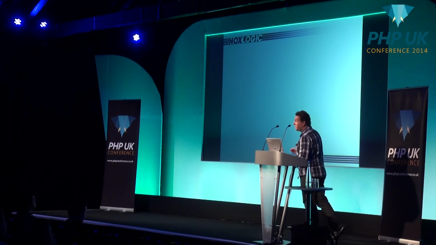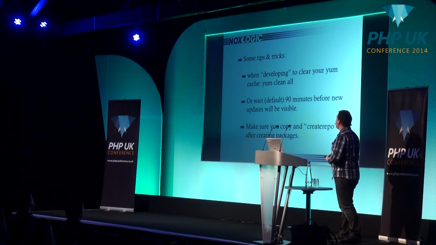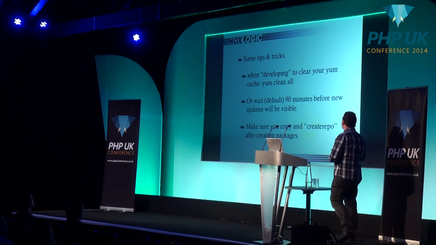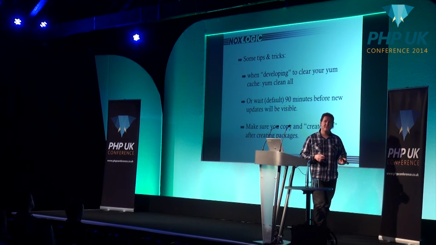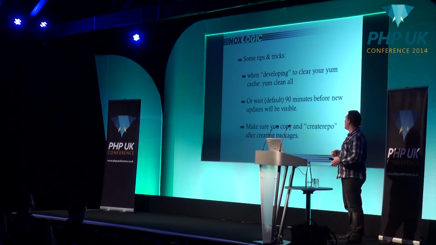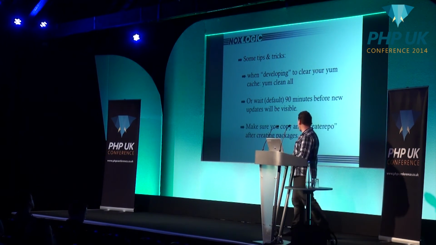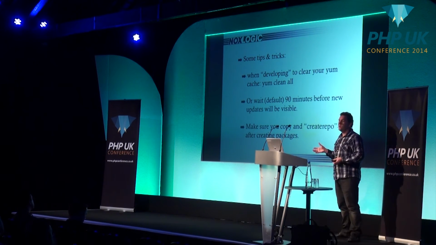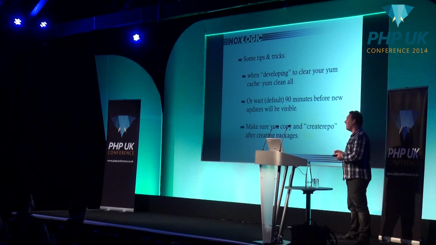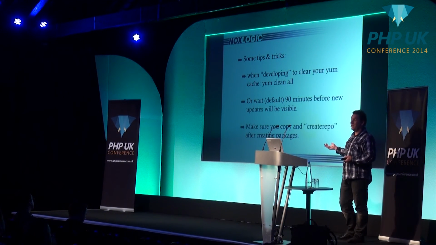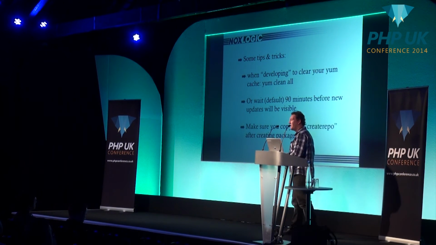If you're going to try this at home, and you really should, just for the sake of trying, there are some tips. When developing, try to clear your cache once in a while, yum clean all. If you don't, Yum will not see that you have new RPM files inside your repositories. It will only check every 90 minutes or so. So if you are trying to figure out why your package is not showing up, it's because it's cached. So try to do a yum clean all before you try and figure out the packages.